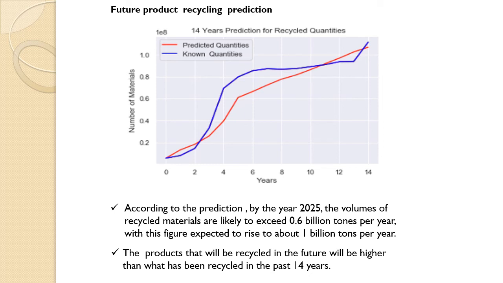per year. According to this chart, we can also see that the products that will be recycled in the future will be higher than what has been recycled in the past 14 years. This prediction seems to be right, as more campaigns in the United States call for resource conversion rather than the regeneration of fresh goods products by 2025.